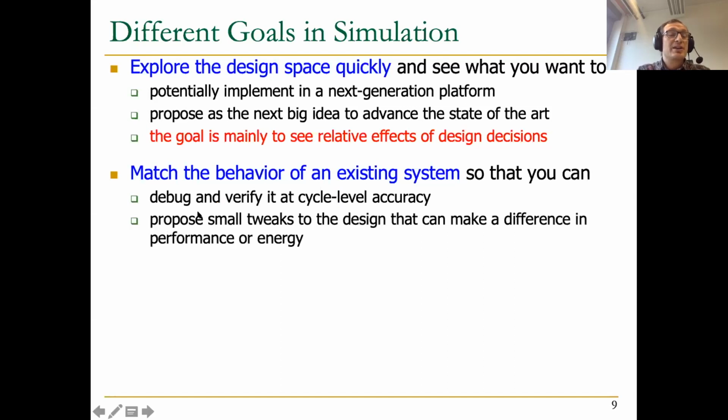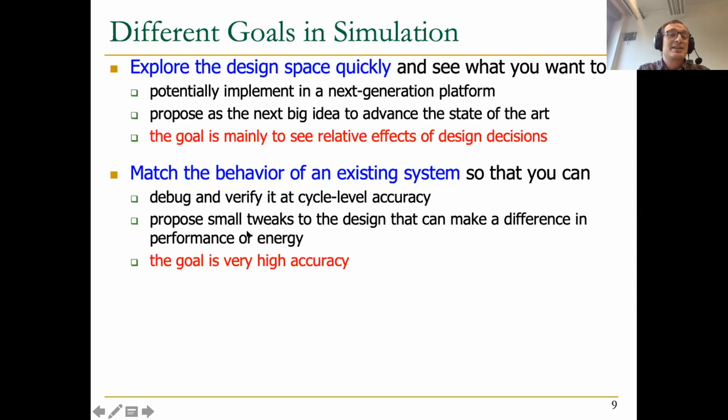Or so that you can propose small tweaks to the design, not large things, very small tweaks that can make a difference in performance or energy. Or you can fix the bugs, right? Let's say some timing bugs, performance bugs, etc. So if your goal is this, then the goal is very high accuracy, clearly. Then you really want to be as detailed as possible without actually, of course, burdening yourself, so that you can represent the exact behavior of the existing system as accurately as possible, so that you can actually do these things that I just discussed, debug things or propose small tweaks.